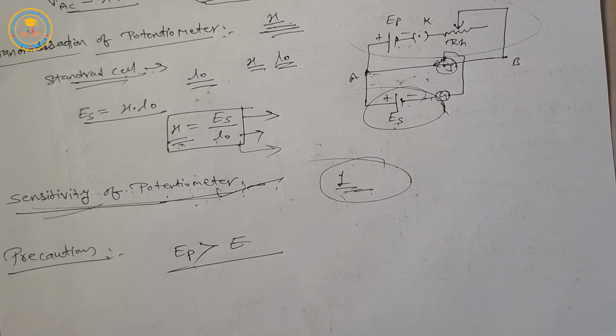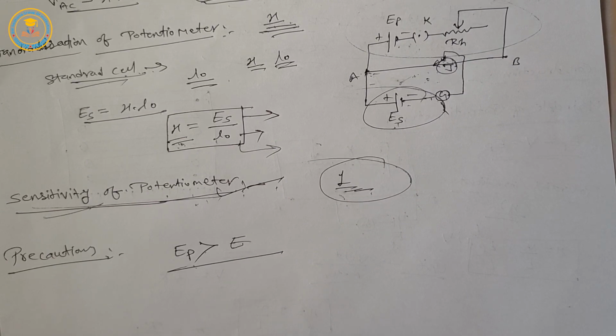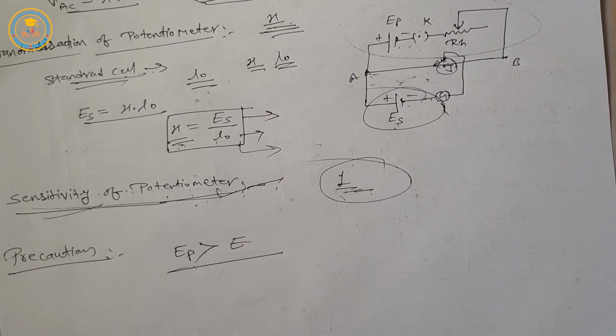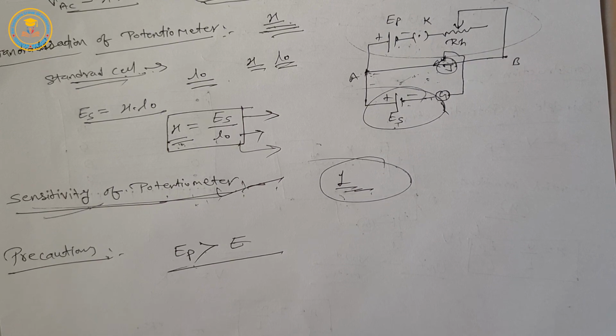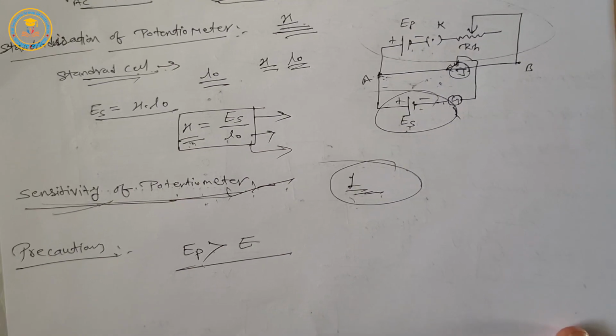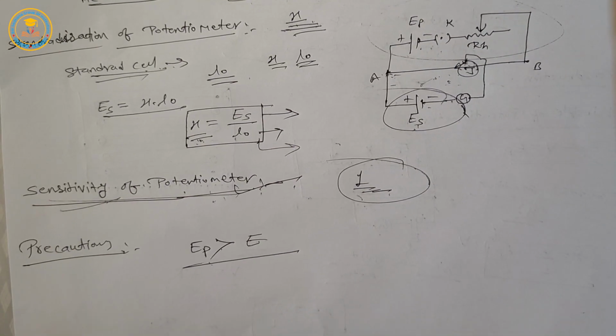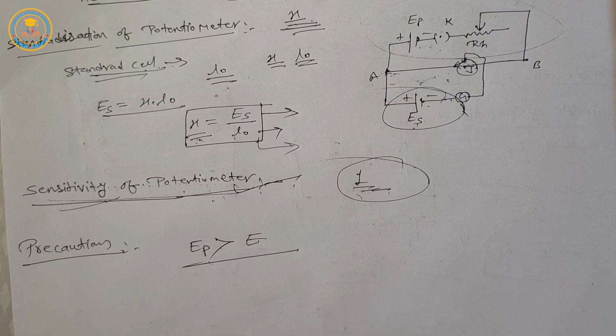And another is the same as for the meter bridge: current should not flow for a long time through the wire, because the temperature can increase. And another one is that the jockey should not slide tightly on the resistance wire, because the resistance of the wire can change. These are some precautions of a potentiometer.